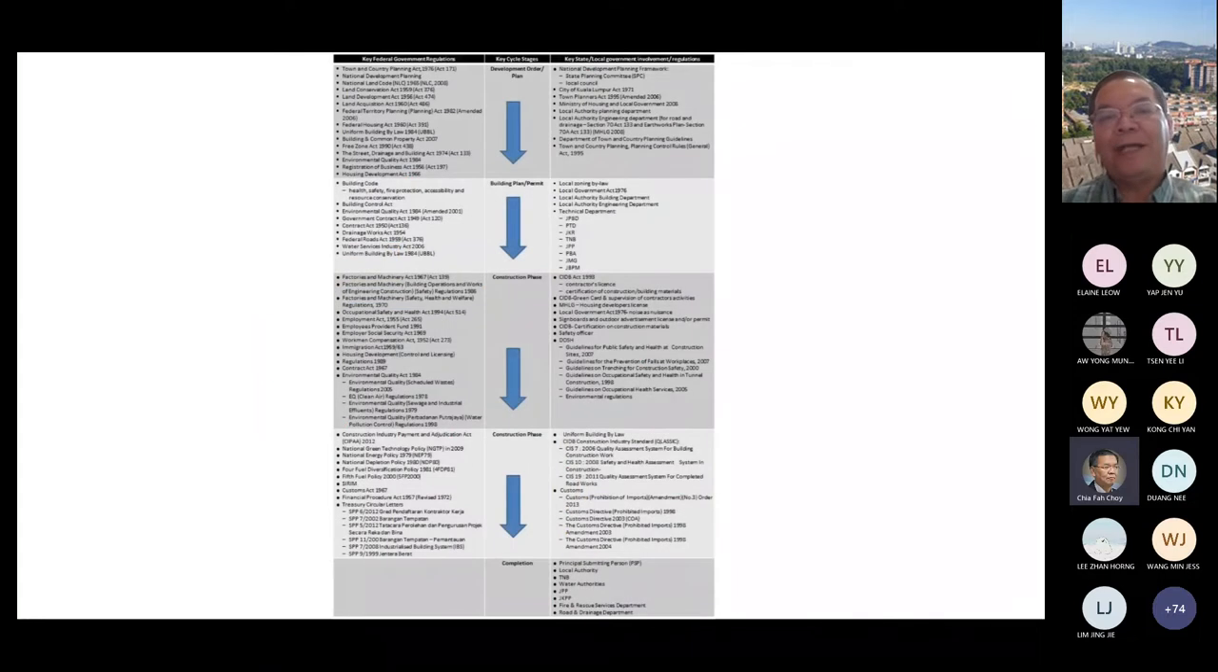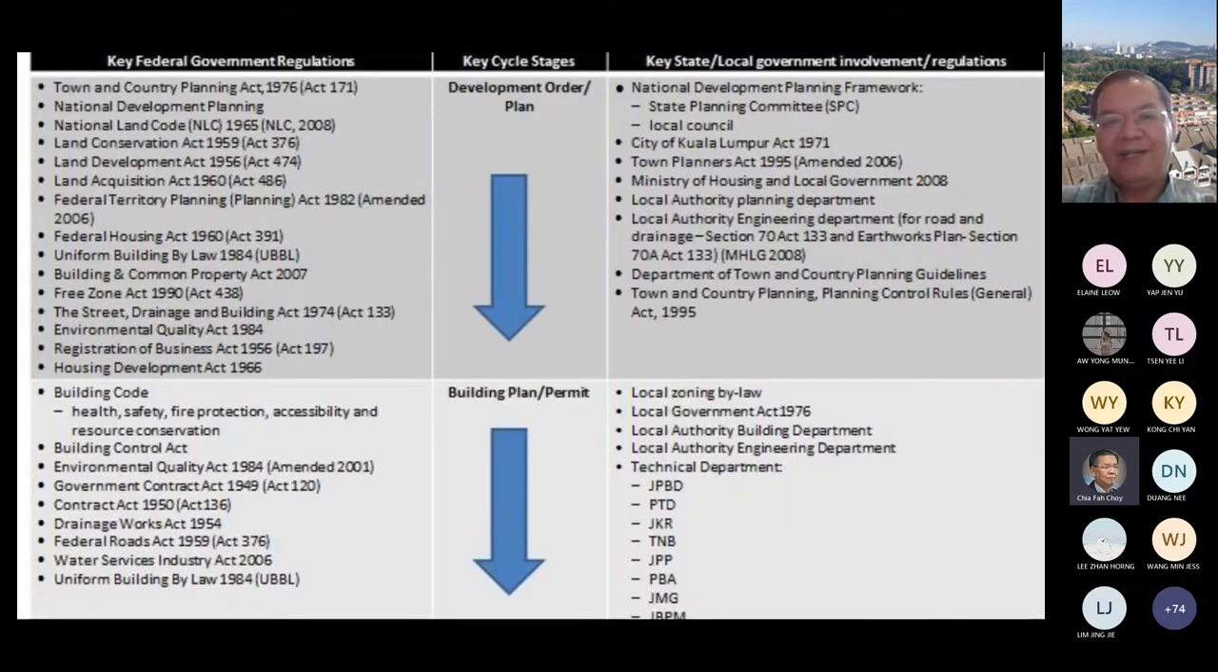Now, just now I told you that I selected only six pieces of the law. Now here, definitely you can see the words are too small. So these are all the different laws, including this side also, all the different laws involved in carrying out construction and development of the project. Okay, so I will try to make it bigger for you.